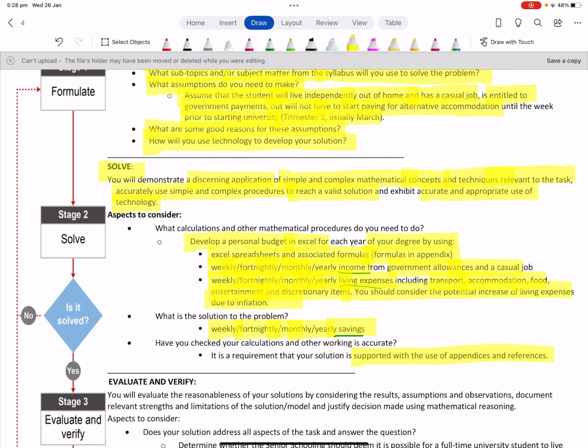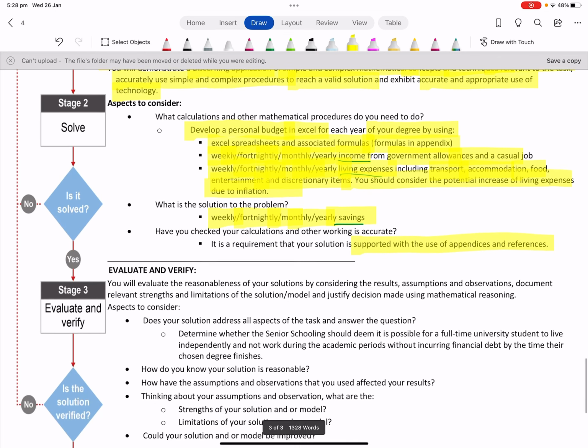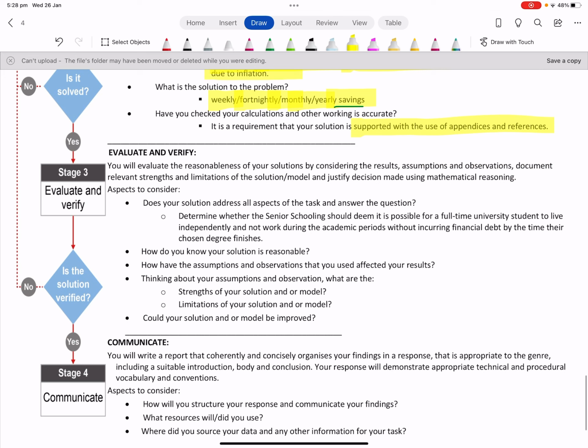We're having a number of budgets that include income, living expenses and savings for each year of your degree, including potential expenses due to inflation. So that's where you would pause the solve section and potentially watch or listen to the solve section again before I look at the evaluate and verify section. So you would pause now.